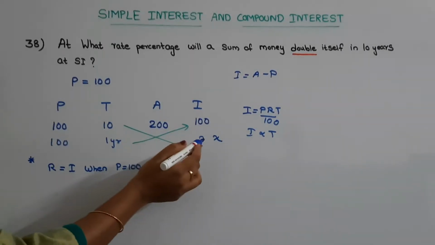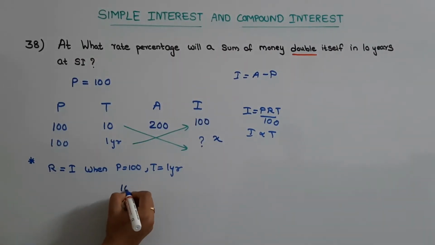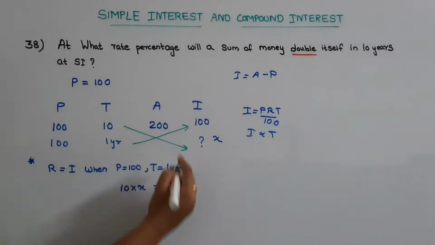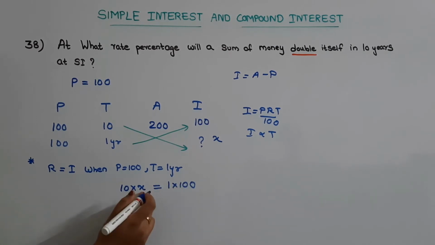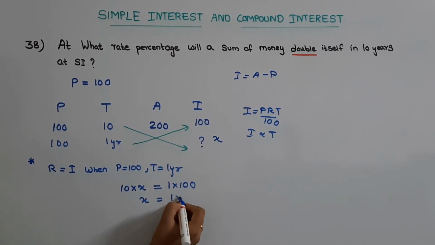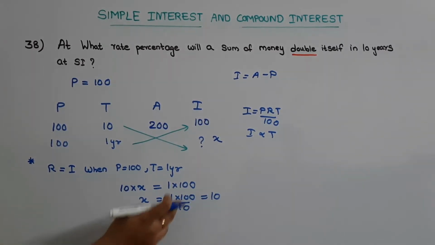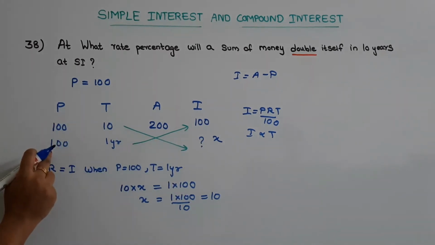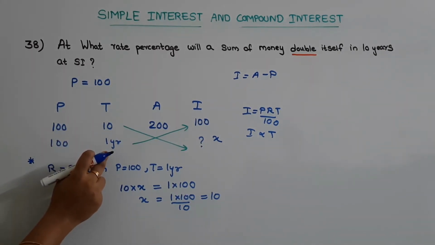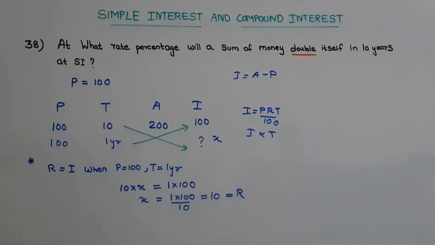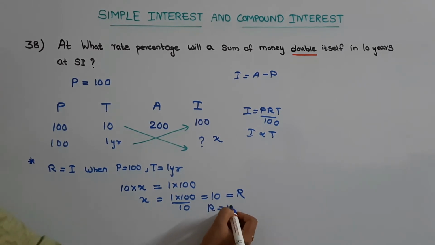Hence, the value of x will be 10 into x is equal to 1 into 100. So from this we can find the value of x as 1 into 100 divided by 10. That will be equal to 10. So this is the interest value when the principal is 100 and the time period is 1 year. So when the principal is 100 and time period is 1 year, interest value will be equal to the rate of interest. Hence rate of interest is equal to 10%. So this is the answer.